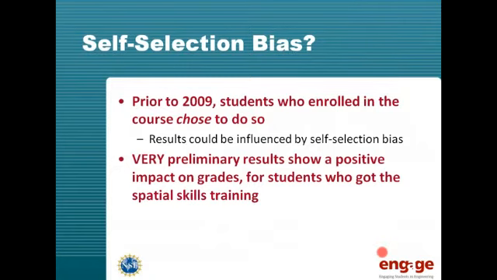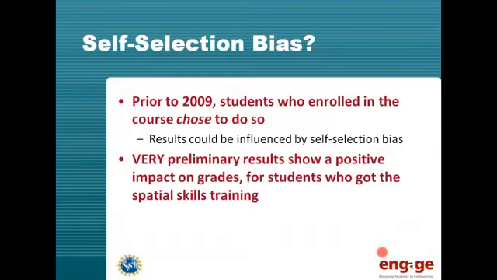So some of you might be out there saying, yeah, but there's self-selection bias in that, because prior to 2009, the students who enrolled in the course chose to do so. So I have some very preliminary results, and the reason I say they're very preliminary is that we've only looked at a few grades in a few courses. We are going to be continuing this and hope to publish on this in the coming months.